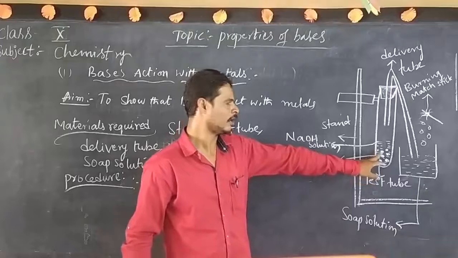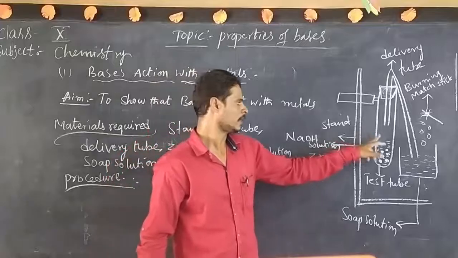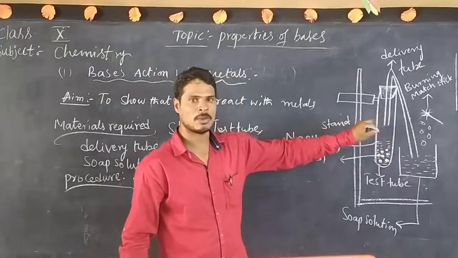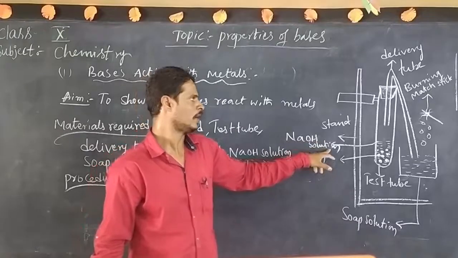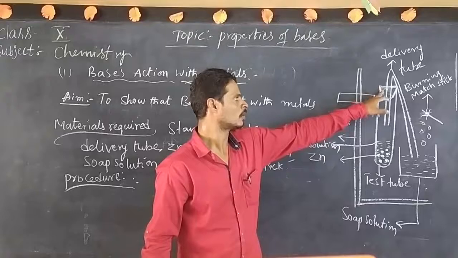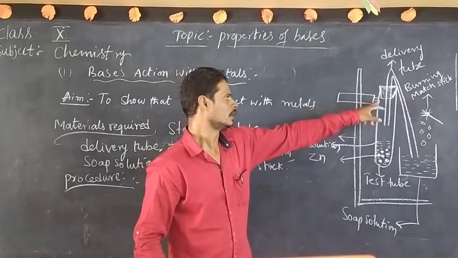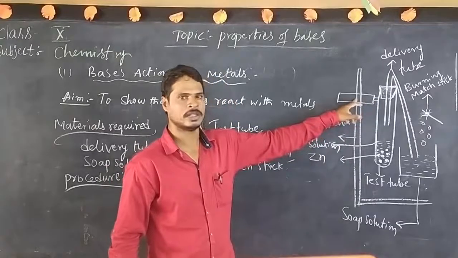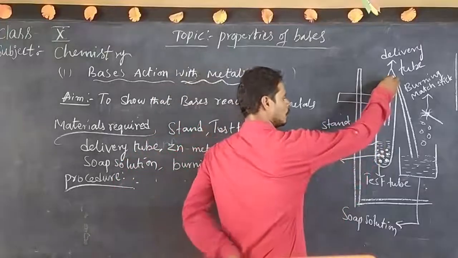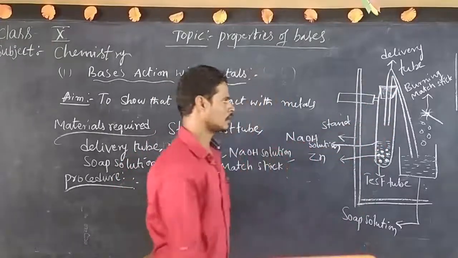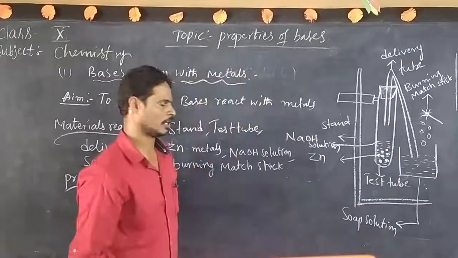Point number 2: add a few grams of zinc metal. Point number 3: pour some amount of sodium hydroxide solution. Point number 4: close the test tube mouth with a rubber cork. Fifth point: hold this test tube with the help of the stand. The next point: keep one end of the delivery tube inside the test tube. Keep the second end of the delivery tube inside the soap solution.